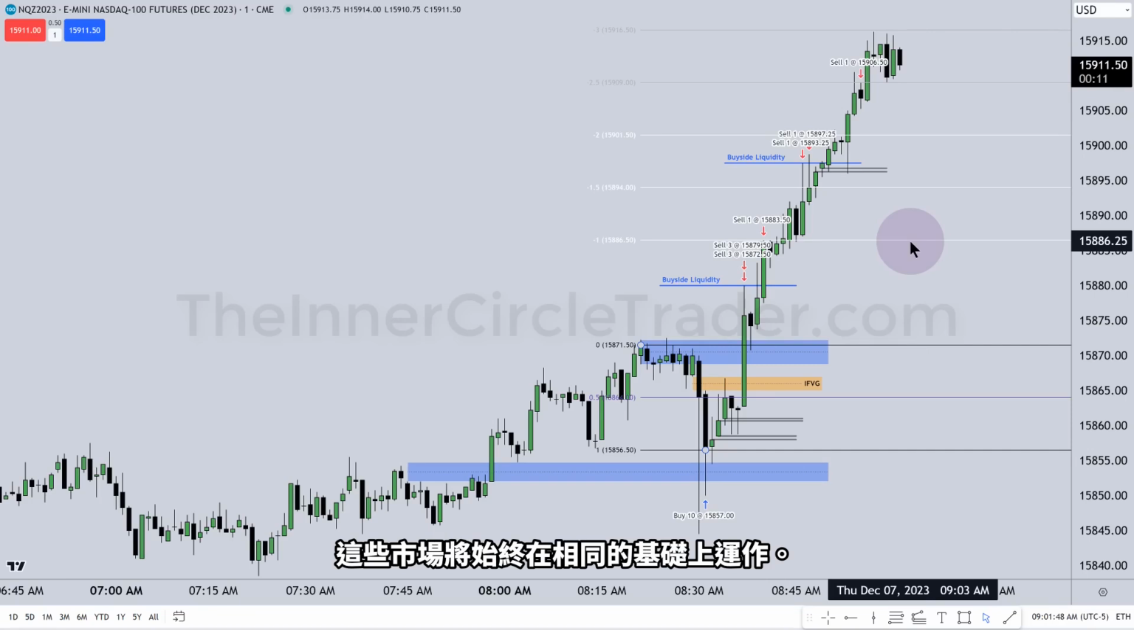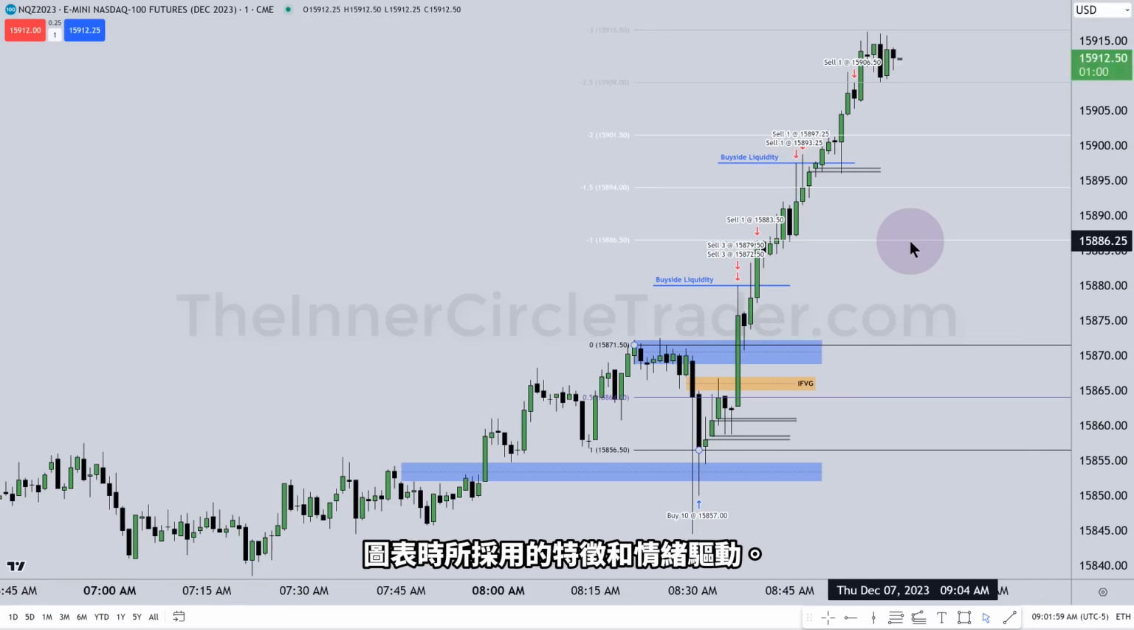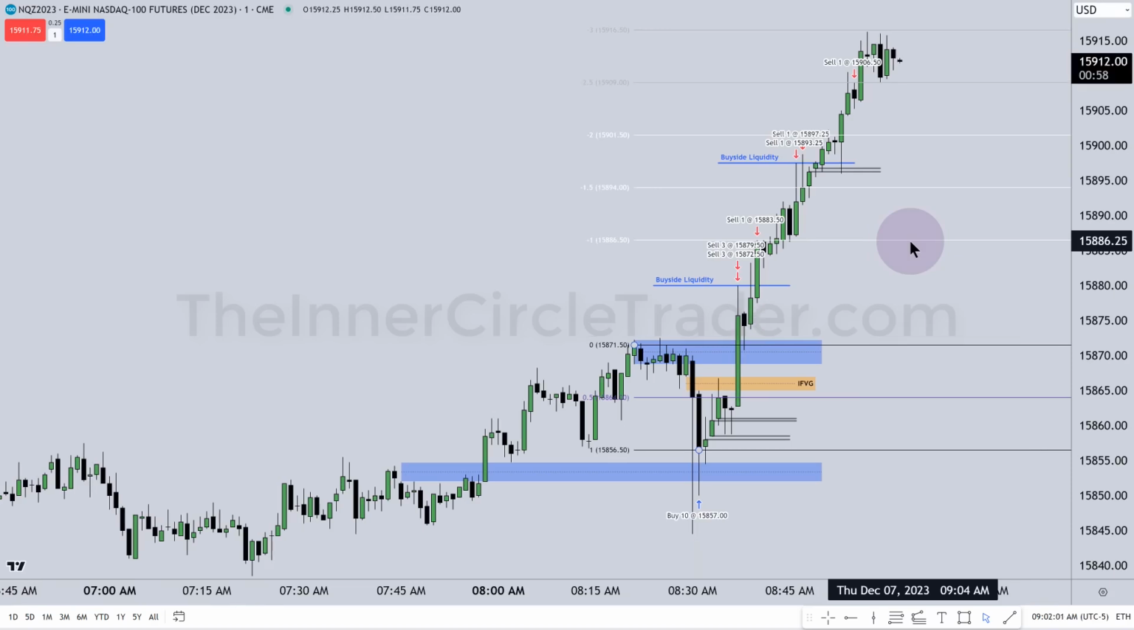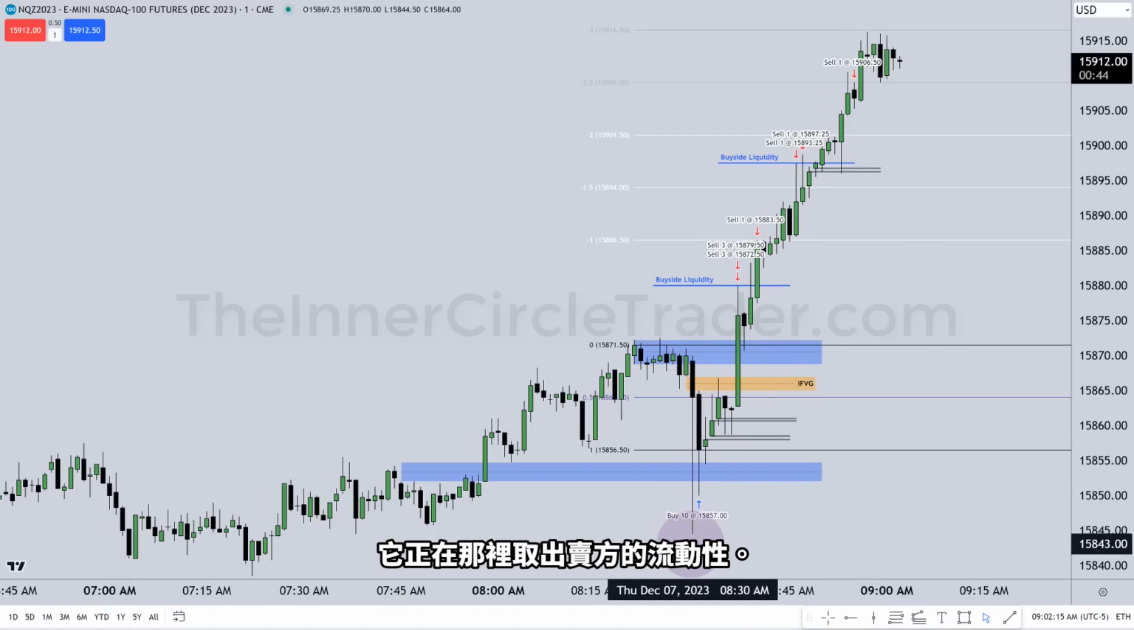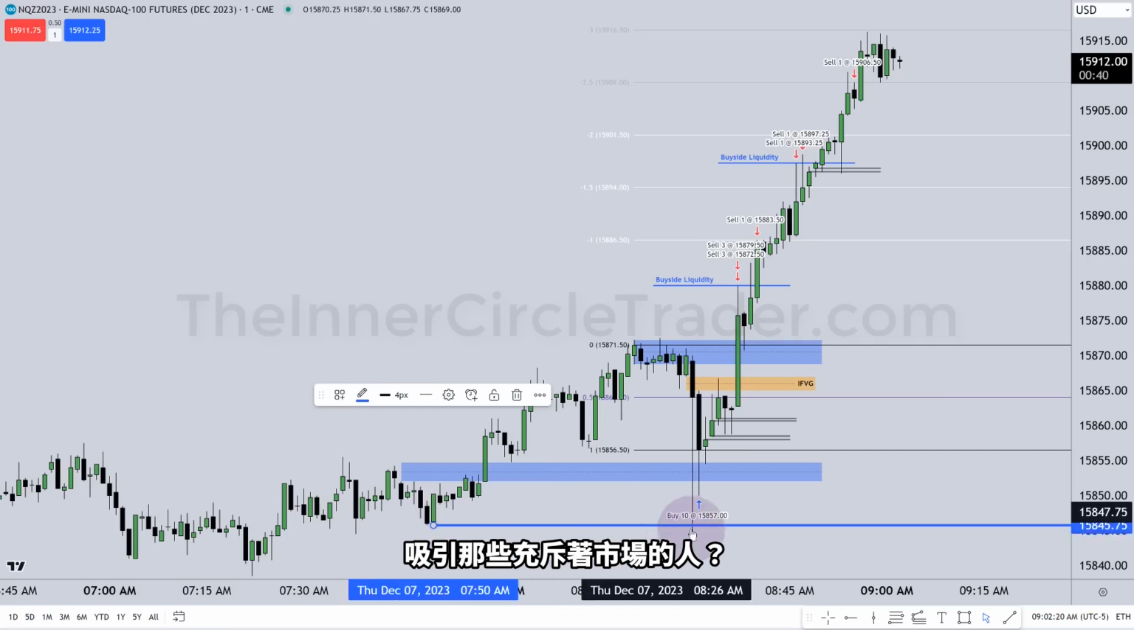It's based on liquidity. It's based on time. Its pace and magnitude is going to be driven by the characteristics and sentiment that's employed at the very moment you're looking at the chart. And many times it's instigated by the economic calendar. So 8:30 this morning, we had what? We had employment data. So you see this run down here. What is it doing? It's going down there to take out sell side liquidity right there.